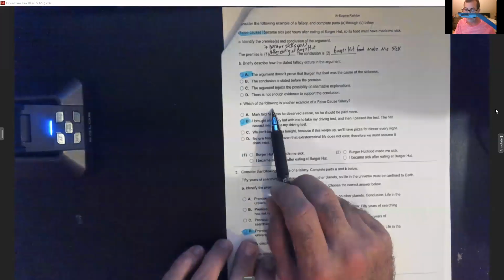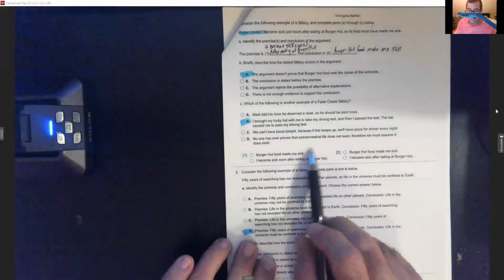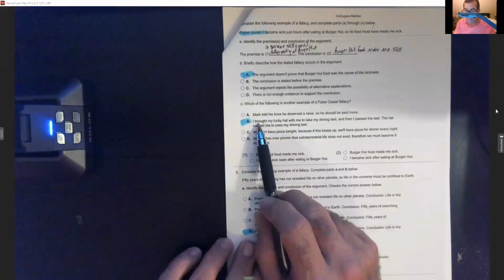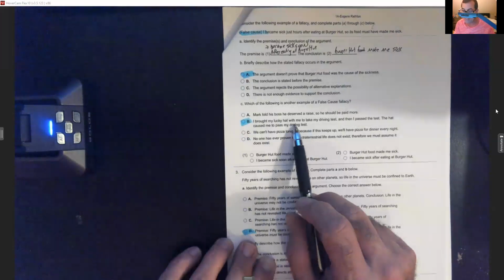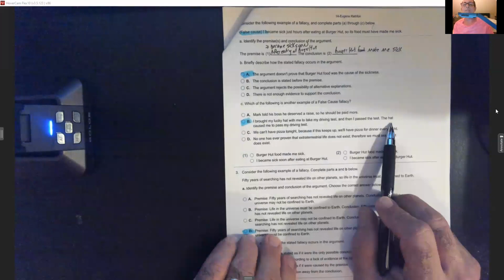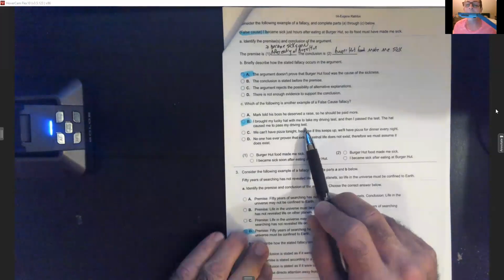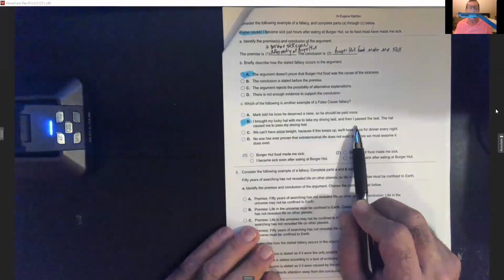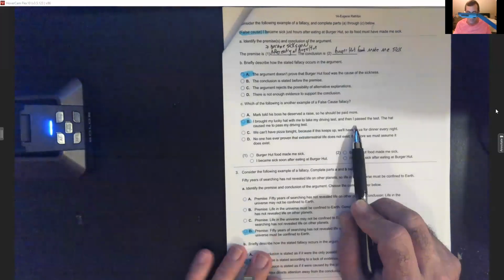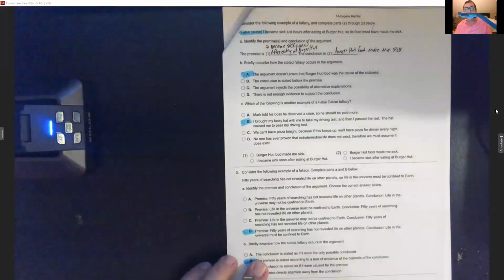So down here, which is another example, you could read all those, but I went with B because I brought my lucky hat with me to take my driving test, and then I passed the test. So the hat caused me to pass my driving test. You can see the fallacy on that. You can wear any lucky hat to the driving test. Does that mean it's making you pass that driving test? No, no, no, no, no. So y'all see how these problems are set up?